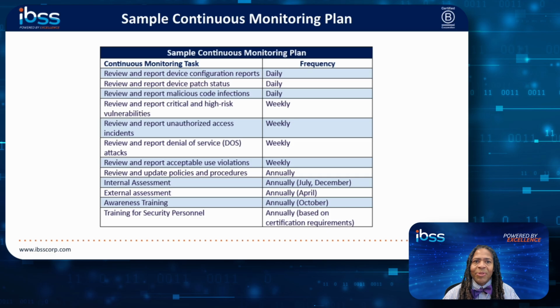What this table tells you to do, for example, is to review and report device configuration reports. Do that daily. It can be in the form of a dashboard. So when we say the word report, don't necessarily think a report has to be some document that has to be submitted. My recommendation is to automate as much as possible, and certainly dashboarding is the way to go. But what I did want to leave you with is a sample continuous monitoring plan to pull all of these ideas together into one slide.